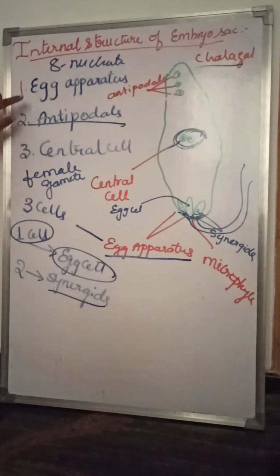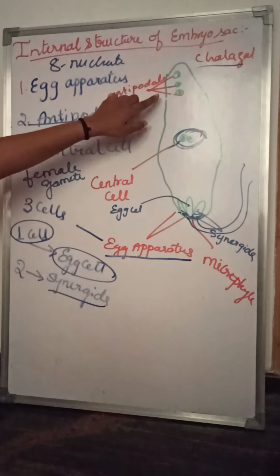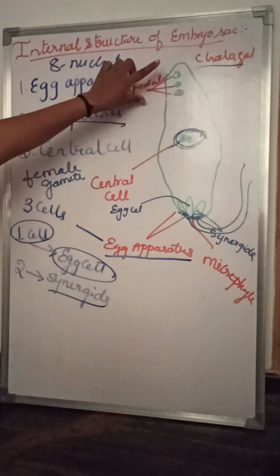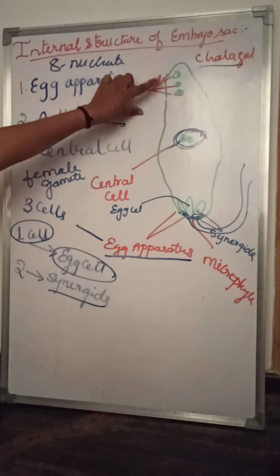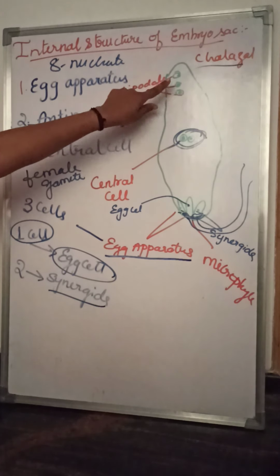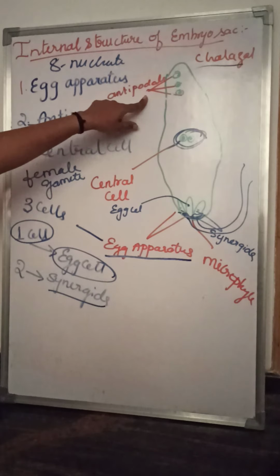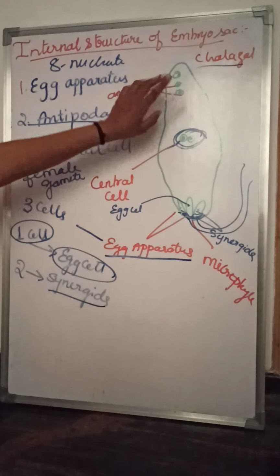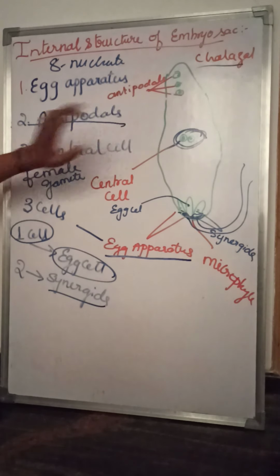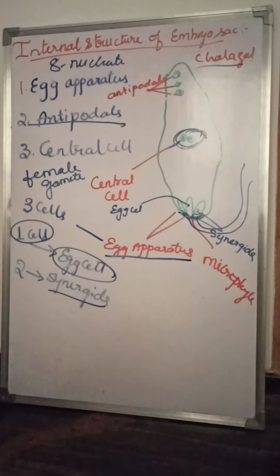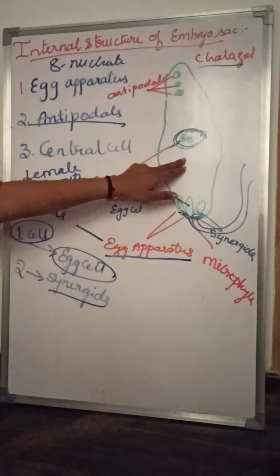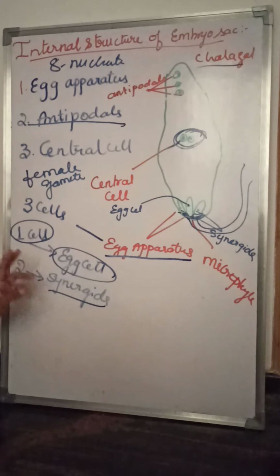Next, at the chalazal end, the chalazal is the basal part of the ovule, there are 3 cells that are called antipodals. These antipodals also degenerate after some time. Next is the central cell, which has 2 polar nuclei. These 2 polar nuclei are also called the female gamete.